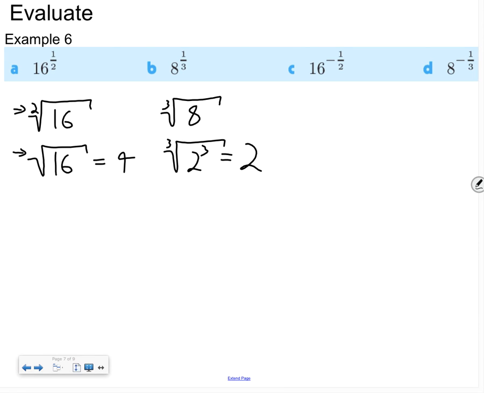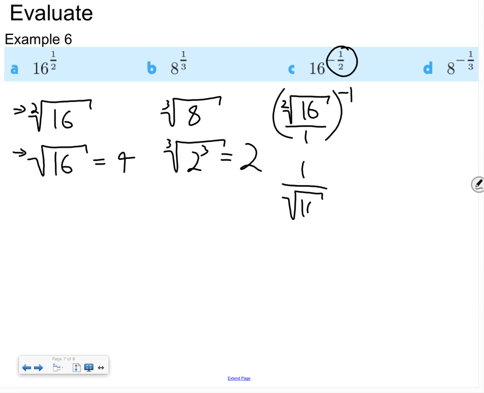Now for C, 16 to the square root power takes care of the 1/2, and this is also to a -1 power because I got -1/2. So I'm going to simplify this and work it from the inside out. So -1, I remember, I reciprocate it. So if I put this over 1, I'm going to get 1 over the square root of 16. And the square root of 16 is 4, so I get 1/4.